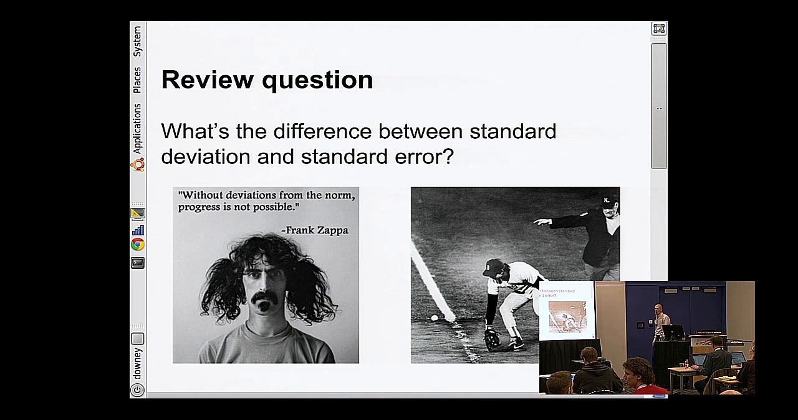All right, back to work, people. While we're waiting for everybody to come back, I have a couple of trivia questions. So that's Frank Zappa on the left. He's my archetype of deviation. And on the right is my archetype of error. Does anybody know who that is? That is Bill Buckner, 1986 World Series Game 6. Still not over it. I remember where I was.